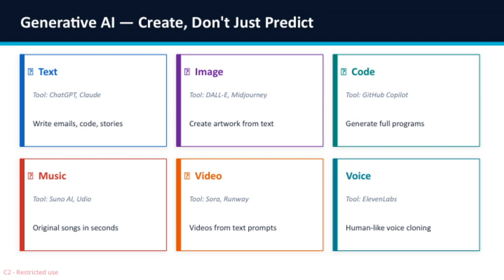Writing is no longer limited. ChatGPT and Claude help us draft emails, stories, or even complex code, making content creation more efficient. The key takeaway here is that generative AI isn't just about predicting what comes next. It's about actively creating new content across various formats, unlocking endless possibilities for innovation and expression.